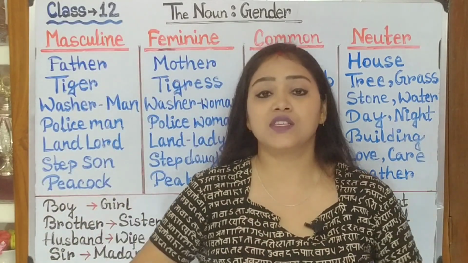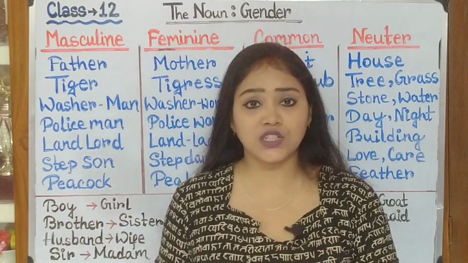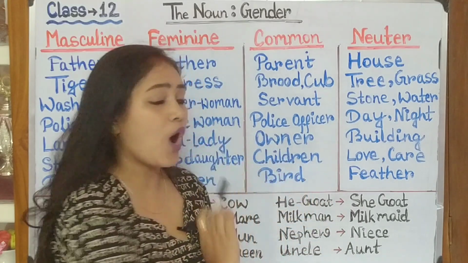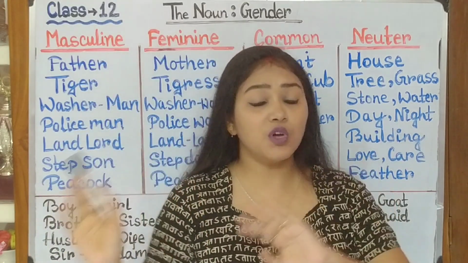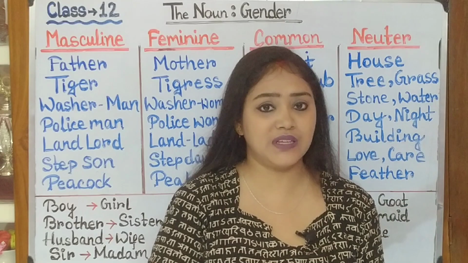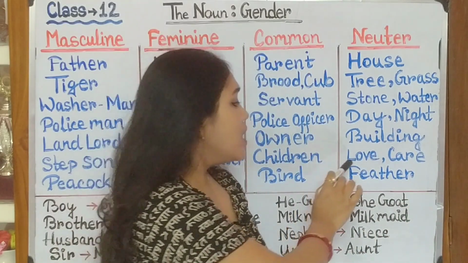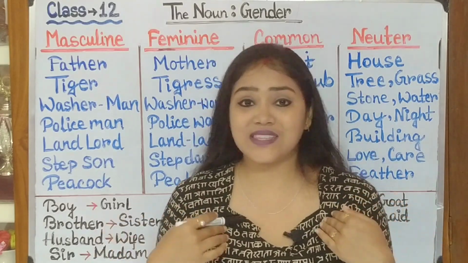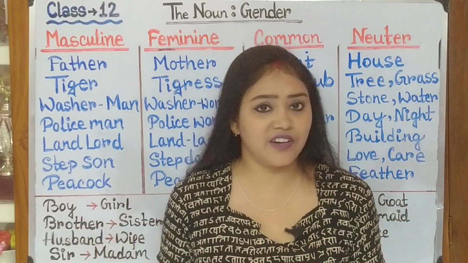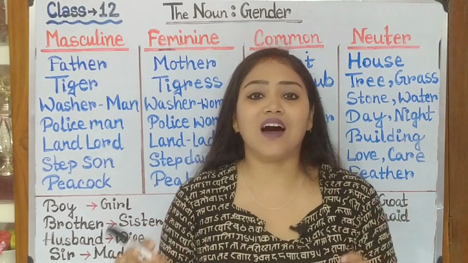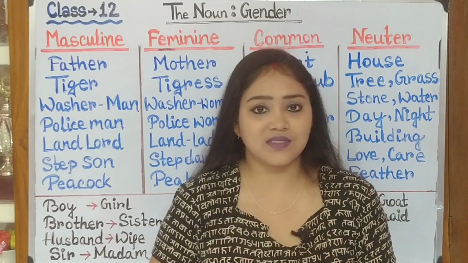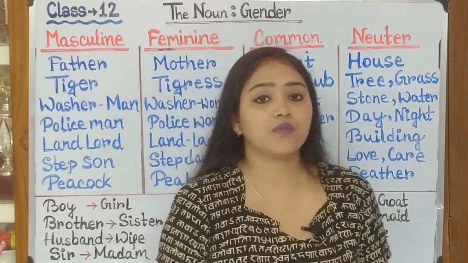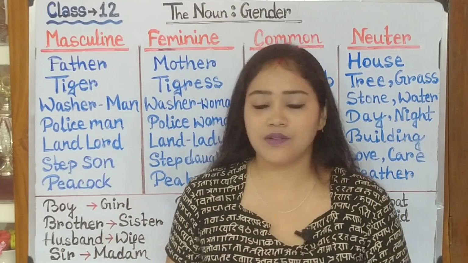Maybe stepson, stepdaughter or son, daughter, all are our children, right? So it is common gender. It denotes both the masculine gender and the feminine gender. Clear? So next comes in neuter gender love, care. So we always have love and care for our children, right? So these are also some feelings, abstract nouns, right? So these are also called as the neuter gender.